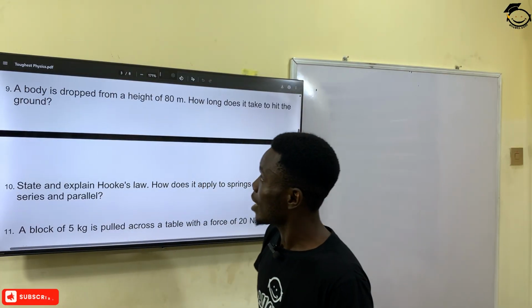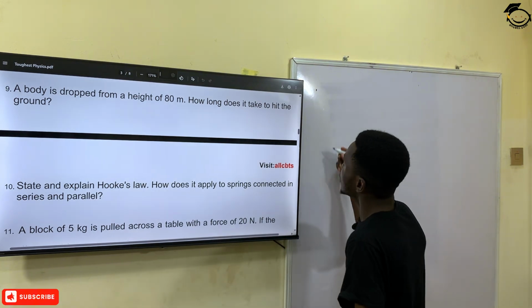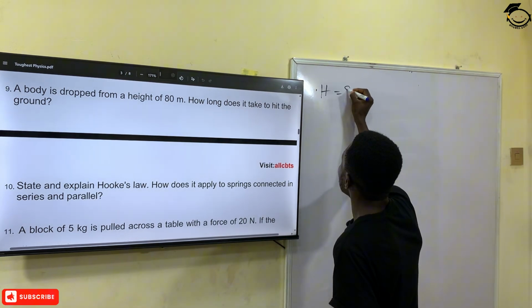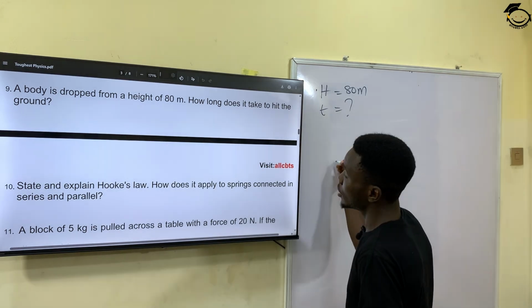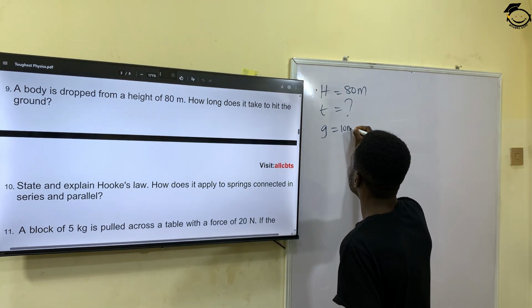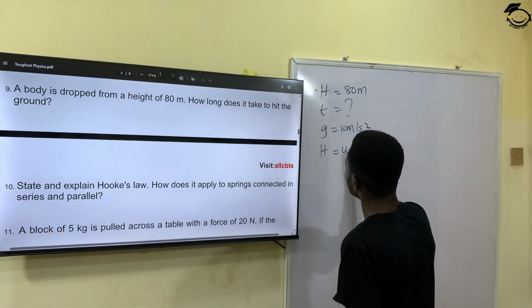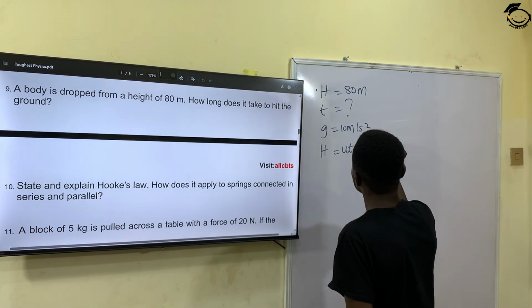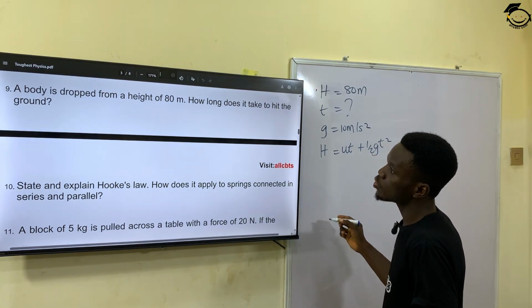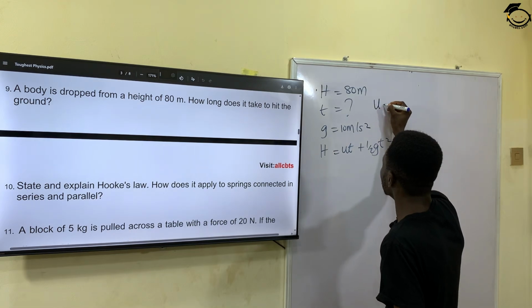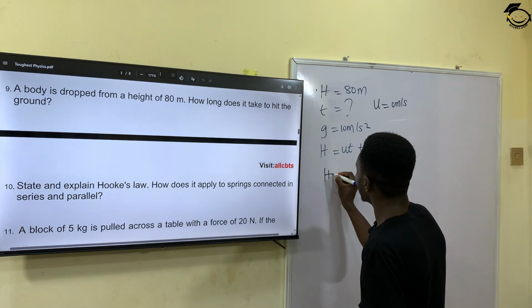That is also question number 9, which says a body is dropped from a height of 80 meters. How long does it take to hit the ground? So the height was given as 80 meters, and we're asked to find the time it takes to hit the ground. Because the body was thrown on the earth's surface, our g is equal to 10 meters per second squared. So we know therefore that our height is equal to ut plus half gt squared. Why? Because it is obeying the law of gravity. And because this body was dropped from a height, it means that the initial velocity u is 0 meters per second.